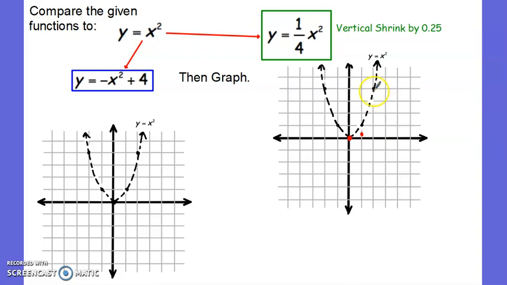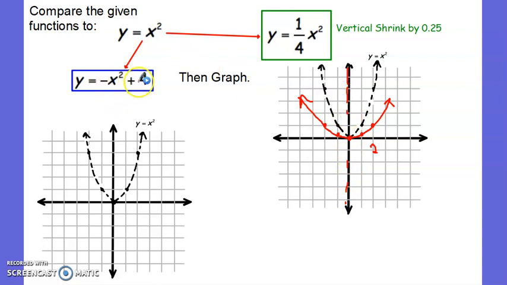Then, when x was 2, 2 squared would have been 4, but 4 times 1/4 is just a 1. So we're right here. So I get a graph that looks much wider, right? And again, 1/4 to this side, 1 to this side with that symmetry. I get a graph that's much wider around that axis of symmetry, right around that y-axis.